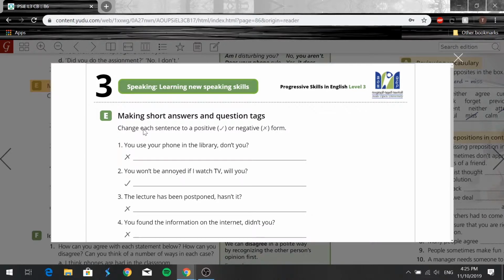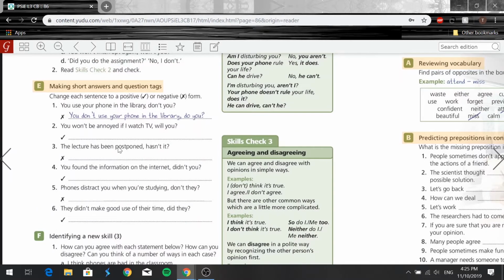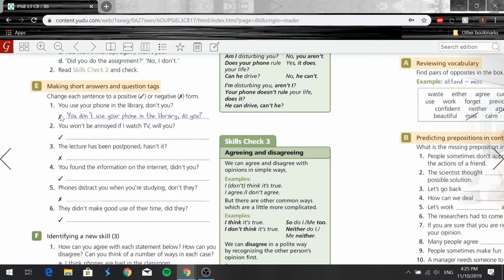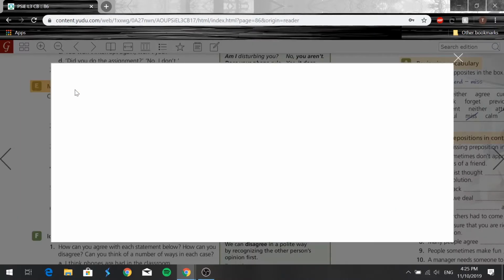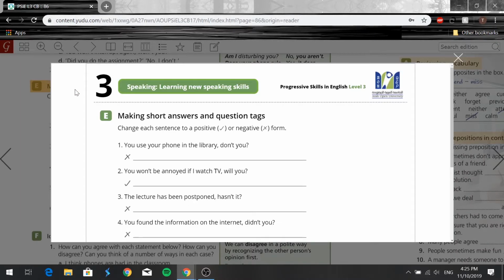Change each sentence to a positive or negative form. So we have number 1, you use your phone in the library, don't you? Right? If I want to change that to a negative form, I'll say, you don't use your phone in the library, do you? This turns into negative.